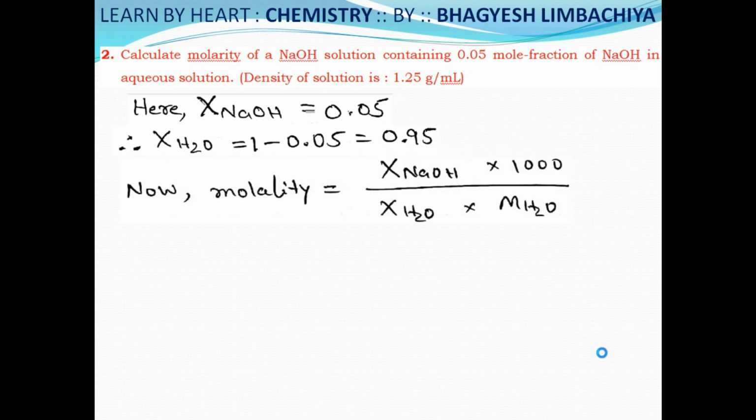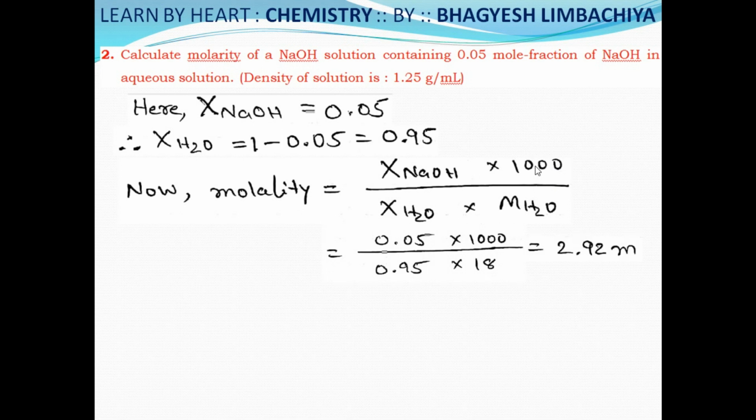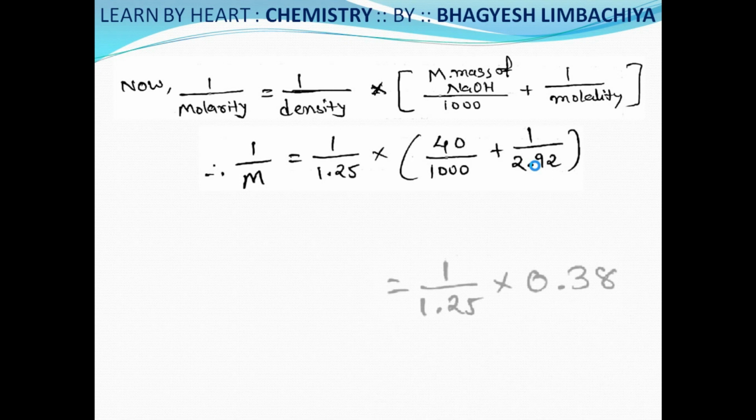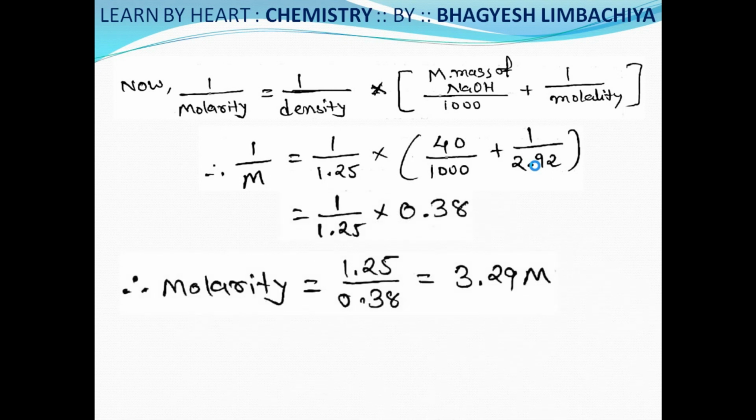Here the relation between molality and the mole fraction is: molality equals mole fraction of NaOH into 1000, divided by the mole fraction of water and the molecular mass of water, so the values we know. So on the basis of it we can calculate the molality. Now we want molarity. So another relation is between molarity and molality. Here it is as follows, and then if we put the values, we can calculate the molarity of the solution. So this is our answer.